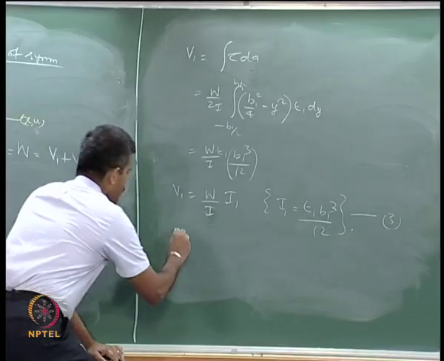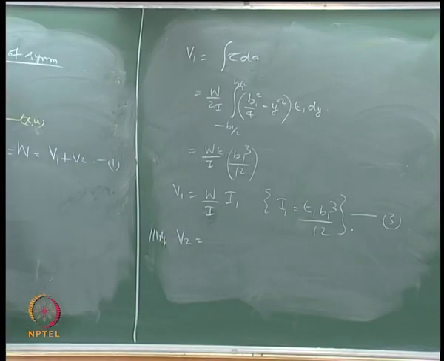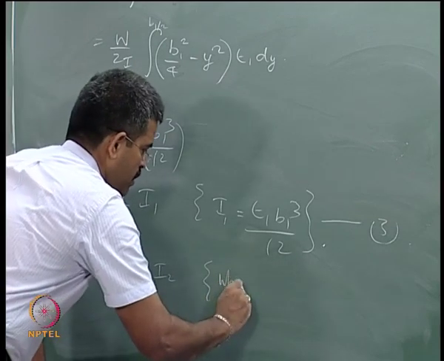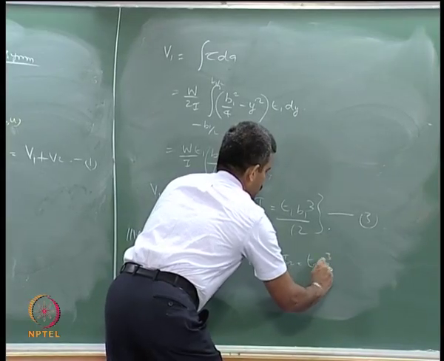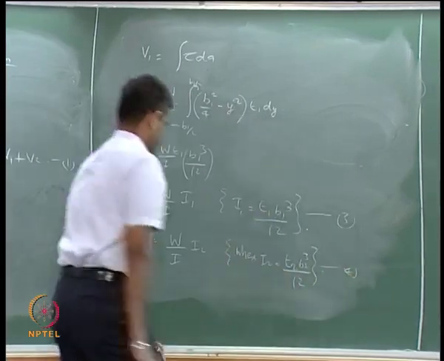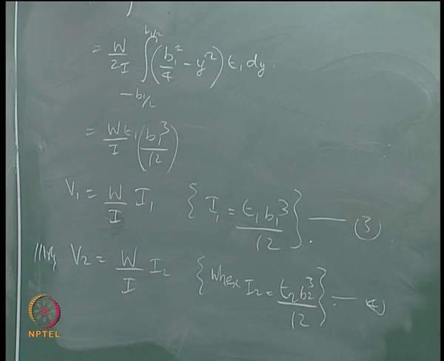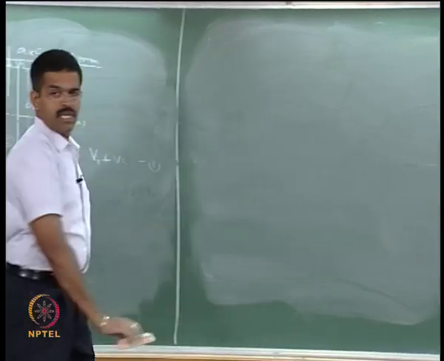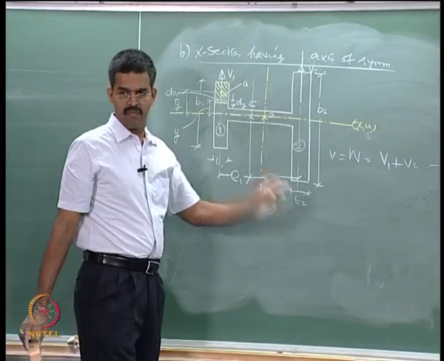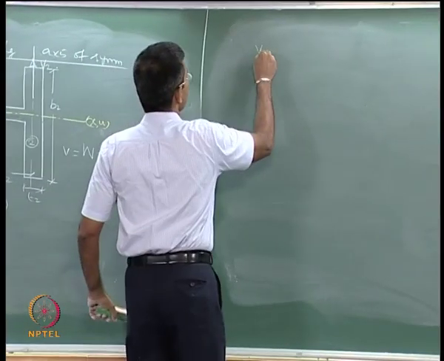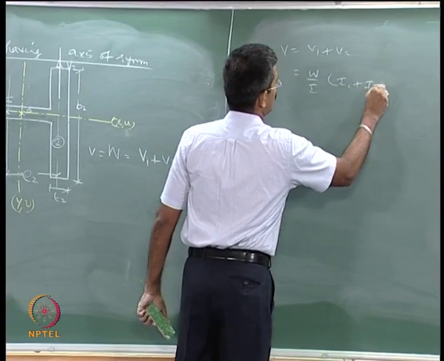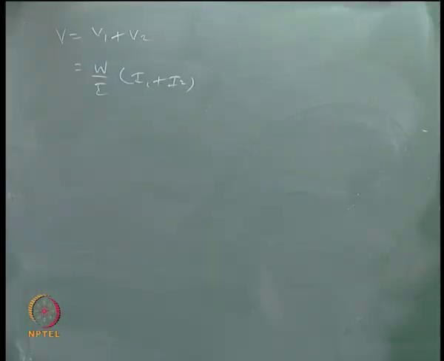So, similarly, I can always say V2, please do it, instead of B1 you will get B2, you will do the same exercise again, it will be W by I of I2, where I2 is T2 B2 cube by 12. Now, total V, I am neglecting the V by this web, only flanges, okay. So, total V as we see from equation 1 is V1 plus V2, which is W by I of I1 plus I2, is that okay? Which is also equal to W.